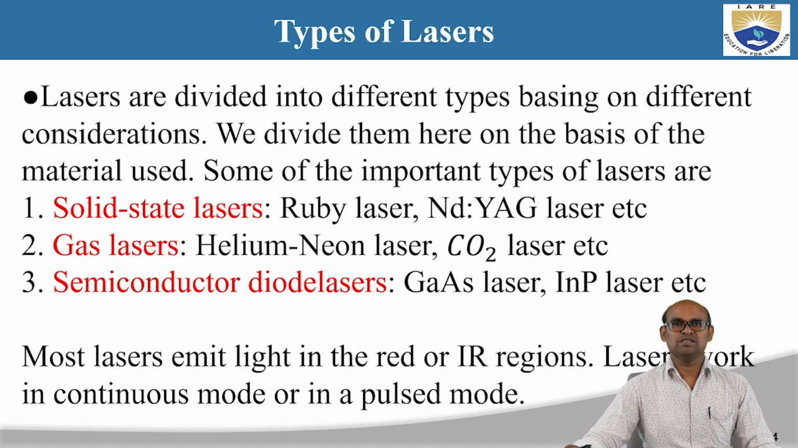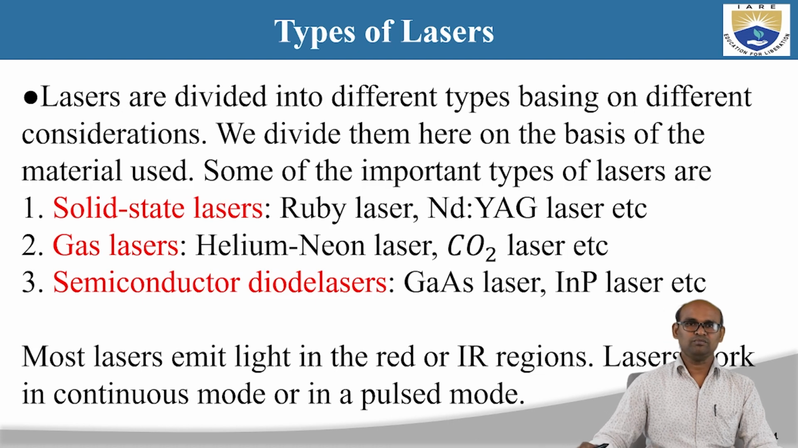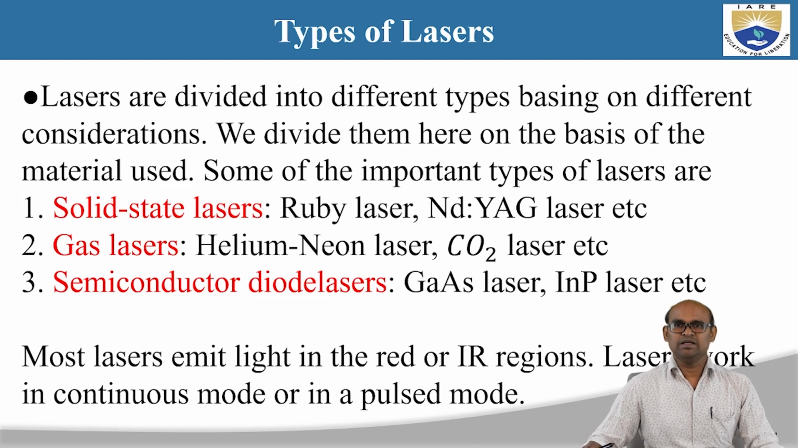The third one is semiconductor diode lasers. As the name says, we use semiconductors to fabricate these lasers, for example, the gallium arsenide laser, the indium phosphide laser, and so on. But as per the syllabus, we discuss the ruby laser, which is a solid state laser, and the helium neon laser, which is a gas laser.